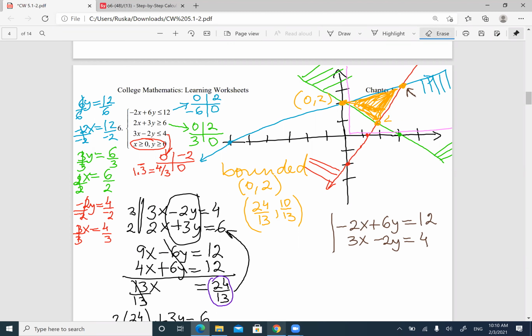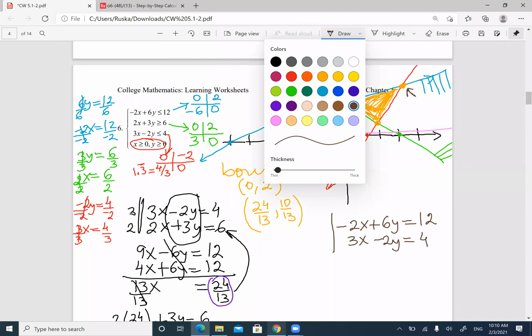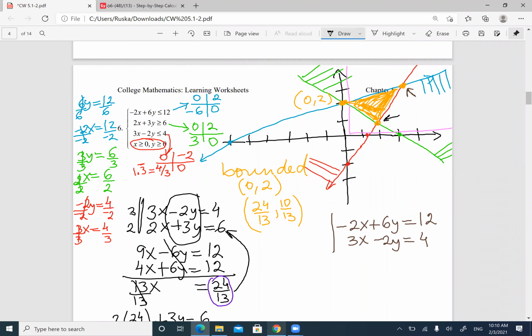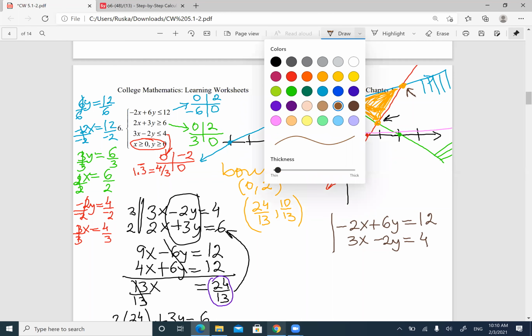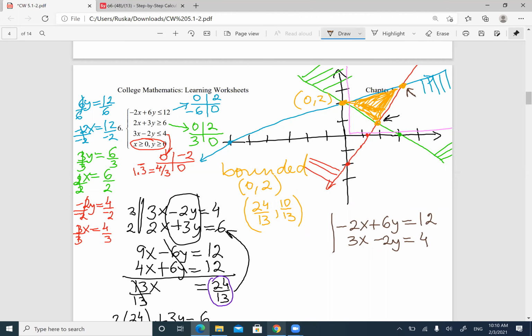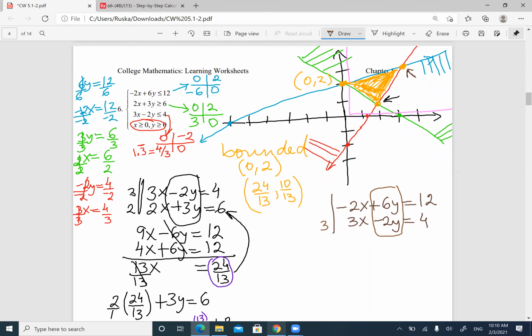So I have to solve this system of equations to find where the two lines intersect. We're going to solve the system by elimination. I'm going to multiply the second equation by 3 because I want to cancel the y. 3 times negative 2 is negative 6, which is going to cancel with the 6y. So I'm going to copy the first equation, negative 2x plus 6y equals 12, the same, and multiply the second by 3. 3 times 3 is 9x, 3 times 2 is 6y, 3 times 4 is 12.